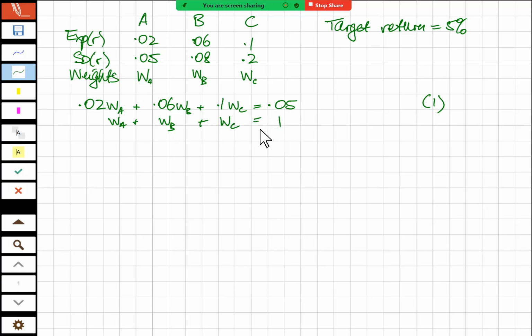Now, this being so, we can re-express WC in terms of the other weights, like so. This means that we can substitute this into equation 1, and then we'll have an equation only containing WA and WB. So we're taking equation 2 and substituting that into equation 1.